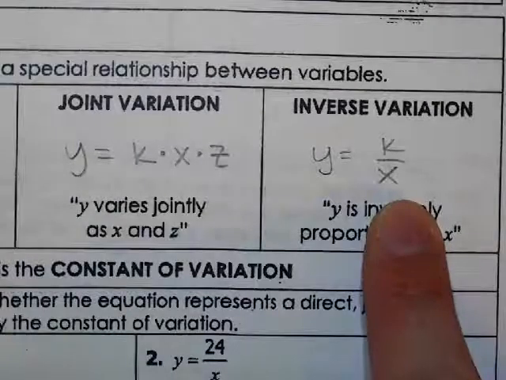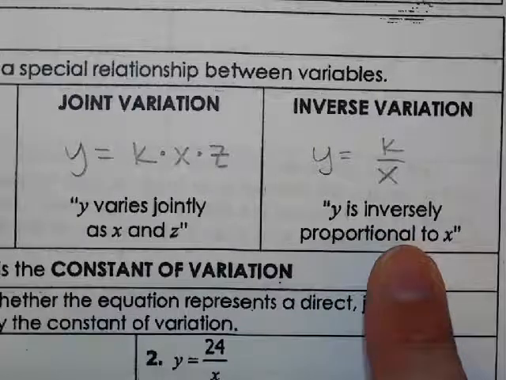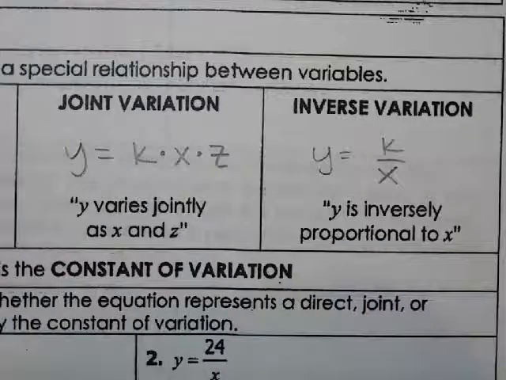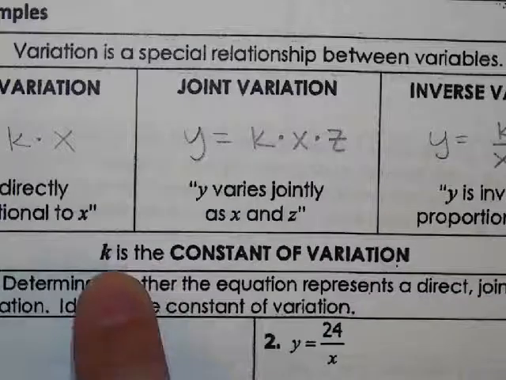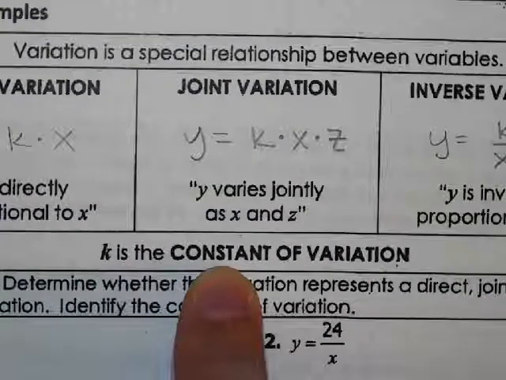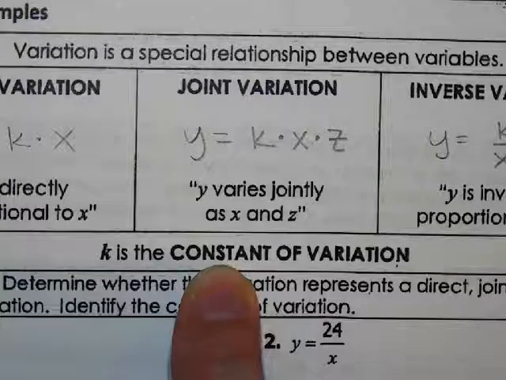So this is similar to the idea that we studied yesterday with rational functions. And in all 3 of those, k is called the constant of variation. It is not a variable in the problem. It is going to be a number in the problem. It's going to be a coefficient, okay? It's called the constant of variation.